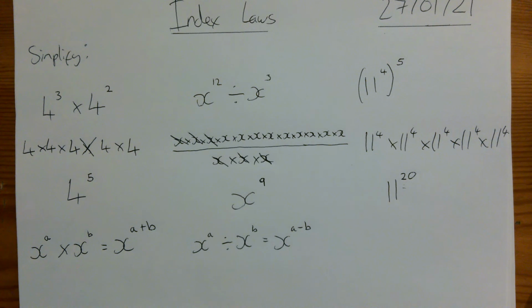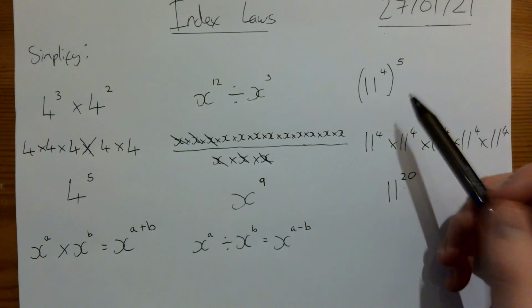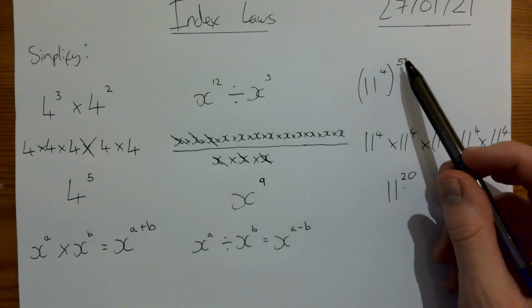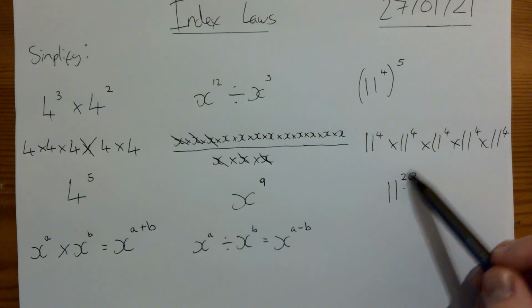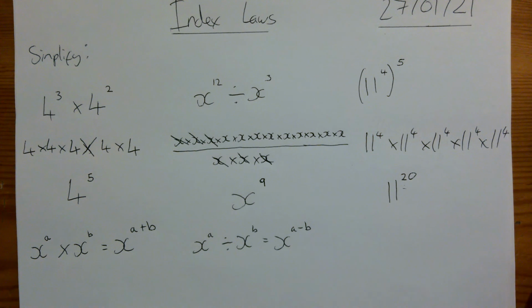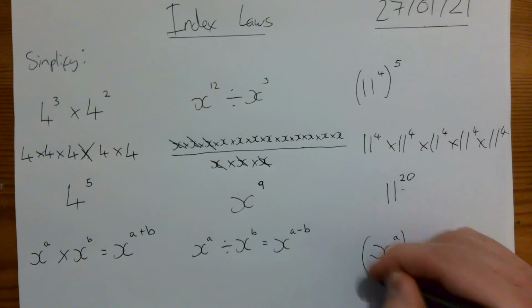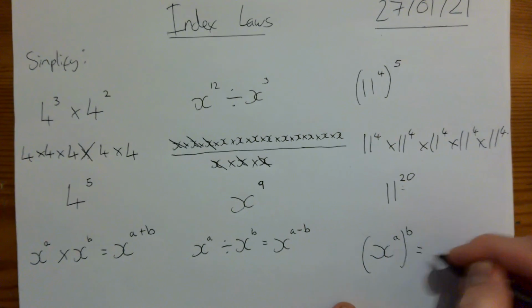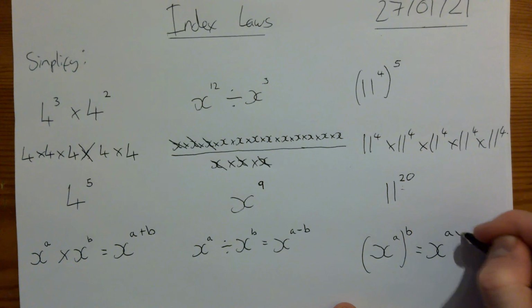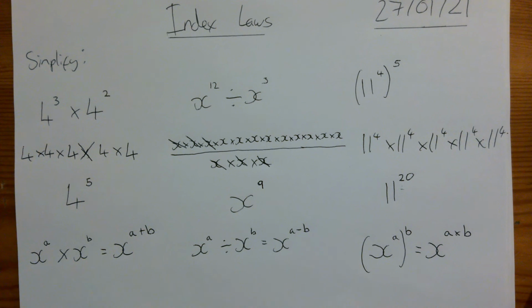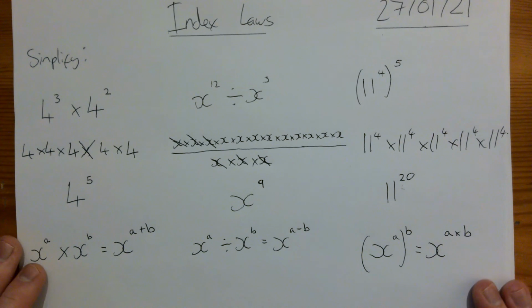Have you noticed what's happened with the powers on this one? 11 to the power 4 to the power 5 is going to the power 20. The powers have multiplied. So we can write this one as if we've got x to the power a all to the power b, that becomes x to the power a times b, or you could just put ab. Okay, they are your 3 rules.